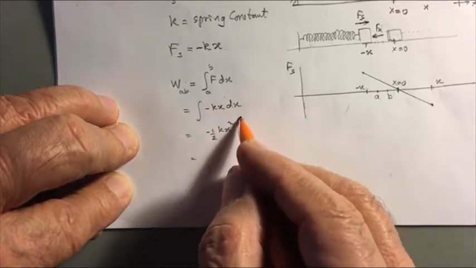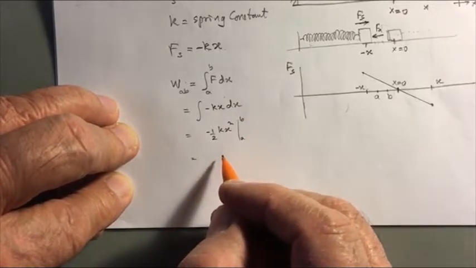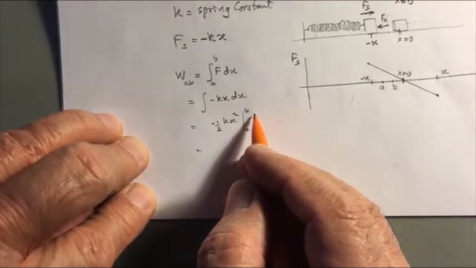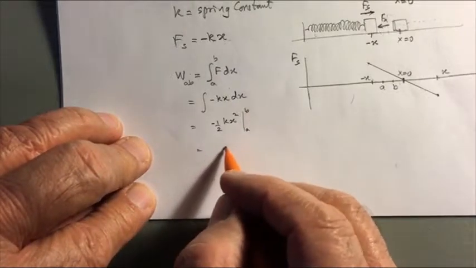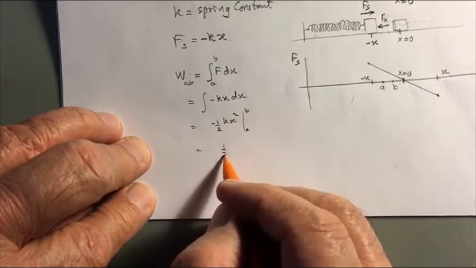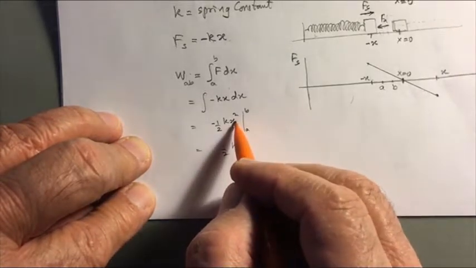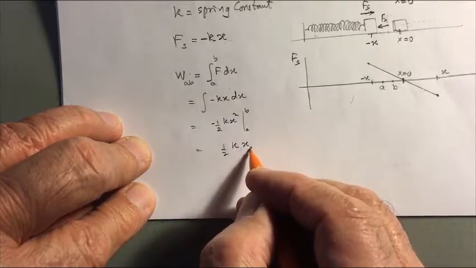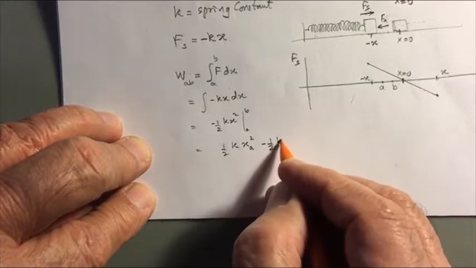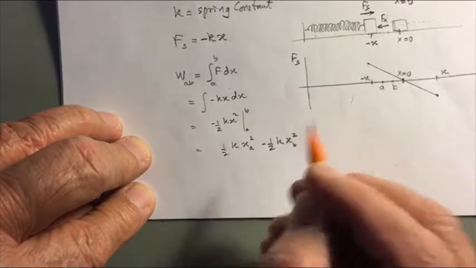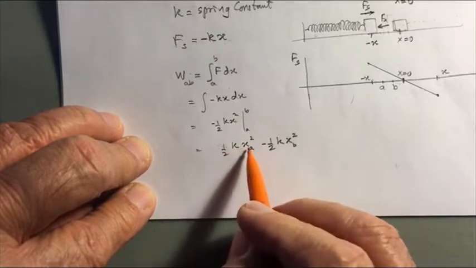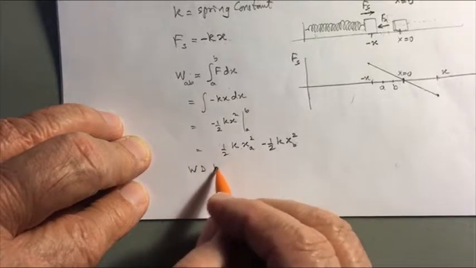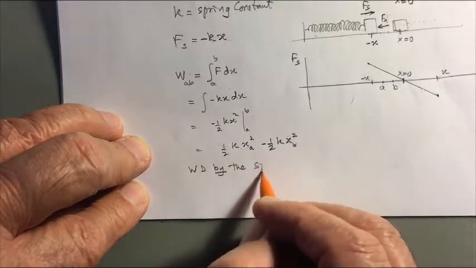So when you put the limits in, it should become 1 by 2 k. We substitute the B first with a negative, so it's half kx A squared minus half kx B squared. So it's from the initial position to the final position, and this is the work done by the spring.